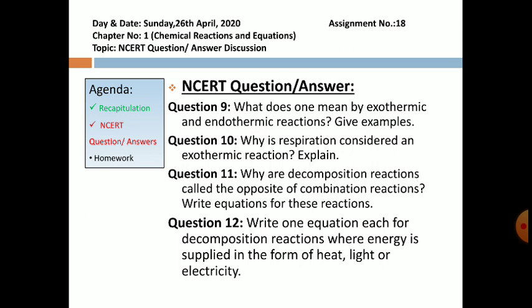Question number 12. Write one equation each for decomposition reaction where energy is supplied in the form of heat, light or electricity. We know when we supply heat to the reactants, it is a thermal decomposition reaction. When we supply light, it is a photolytic decomposition reaction. And when we supply electricity, it is termed as electrolytic decomposition reaction. So the first one is thermal decomposition.